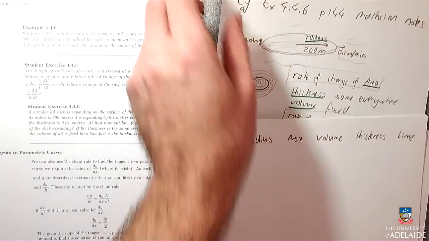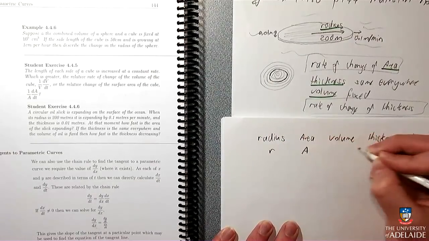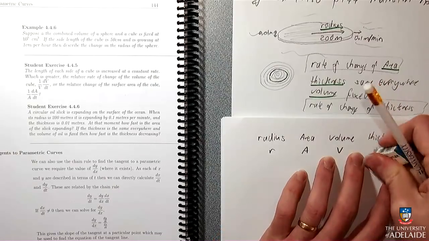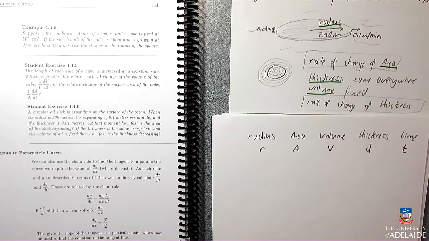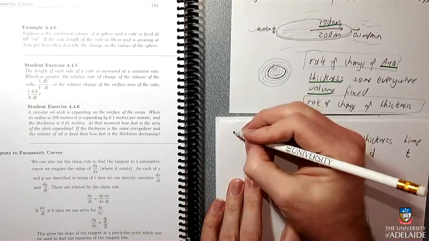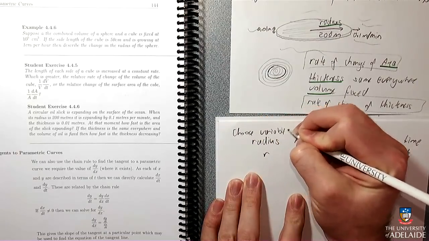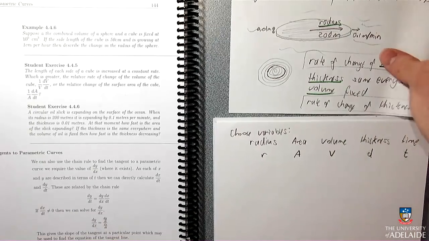So I reckon I should give them all letters. So let's call this R, this A, this V, this T. Oh, no, I can't call it T. D, for depth, and this would be t for time. Okay. I choose my variables. Okay.